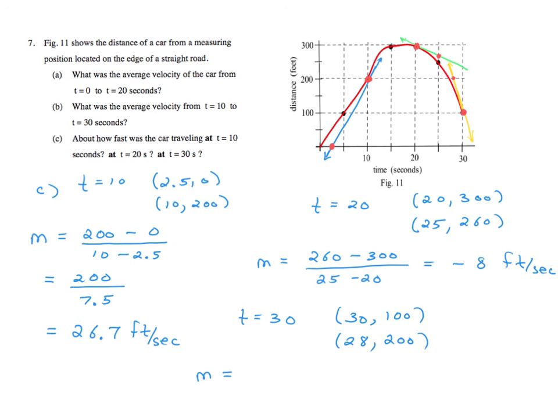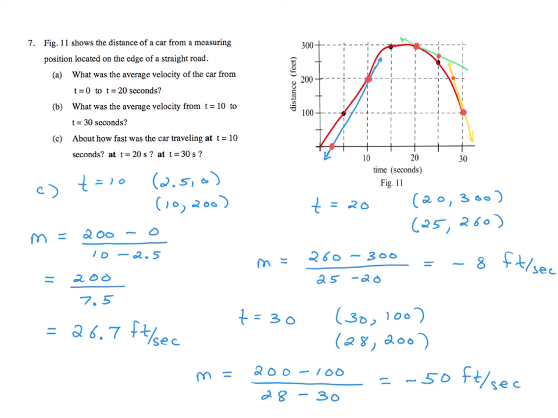If I put this in the formula for the slope, it's going to be 200 minus 100 over 28 minus 30. I'm going to do this directly in my calculator, so that's going to be 100 divided by negative 2. Probably did not need a calculator for that, but we get negative 50. And that would be negative 50 feet per second.